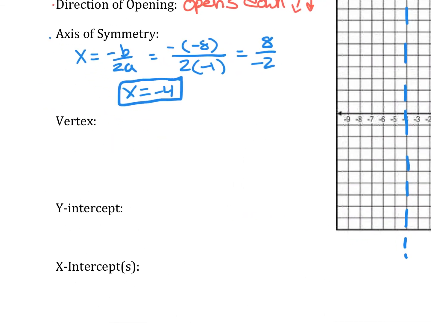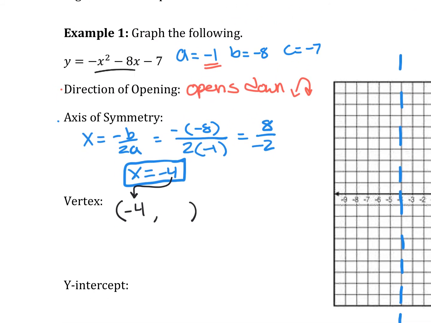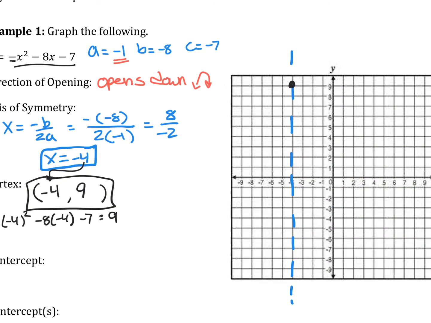Then my vertex, so remember the x value is always the same as your axis of symmetry. And to get the y value, we just have to plug in that x value back into our equation for x. Okay, so be careful with parentheses. That negative out in front, then a negative 4 in parentheses squared on the outside, minus 8, negative 4 in parentheses, minus 7. Type that in your calculator exactly as it is, and you get 9. So our vertex is negative 4, 9.